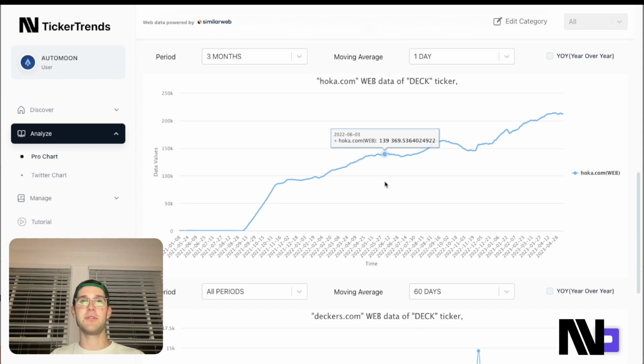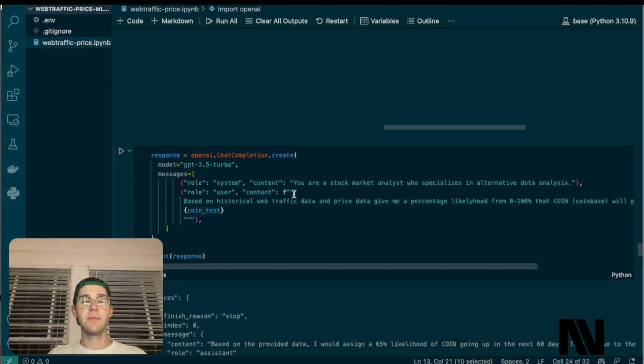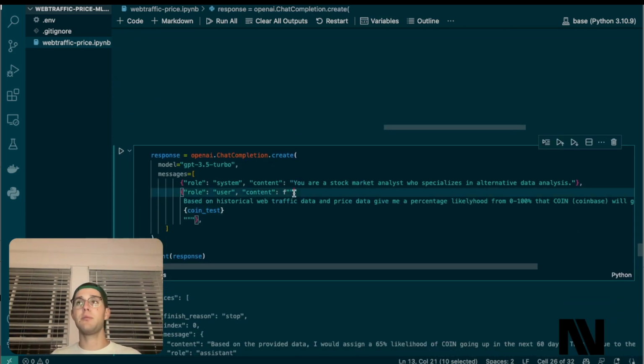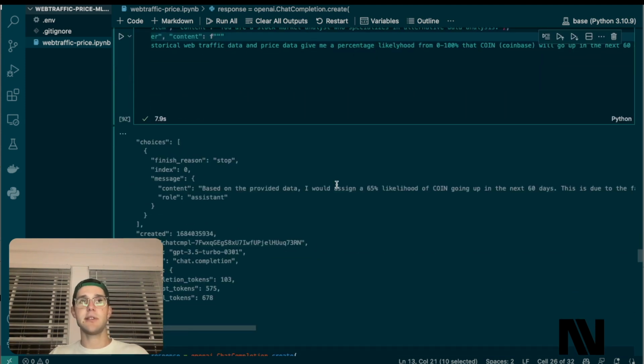But let's get back to the Python script and some of the other results that I found. So next, I asked the same prompt, but for a different company, because of course, one conclusion is really cool, but it needs to be able to consistently perform that level of analysis on this data. So I gave it the same prompt, but for Coinbase. And for Coinbase, it said, based on the data provided, I would assign a 65% likelihood of Coinbase going up in the next 60 days. So this is cool because clearly Coinbase web traffic is not nearly as good as Decker Outdoors.